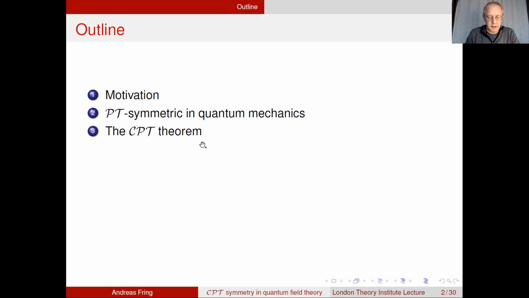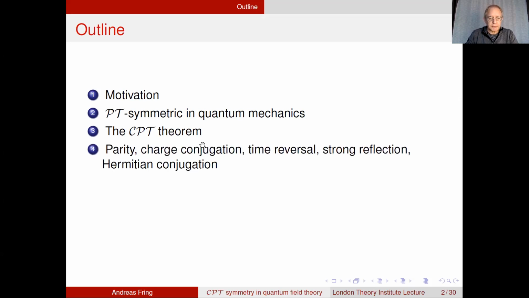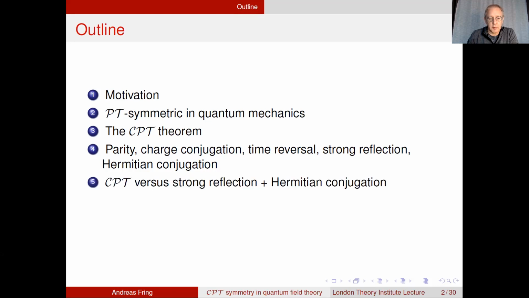Then I will formulate the CPT-theorem, and I will argue within the context of Lagrangian field theory how parity, charge conjugation, time reversal act, and also I will show how this is equivalent to what is referred to as a strong reflection and the Hermitian conjugation simultaneously acting. So this is part 5, but first we have to see in 4 how they act individually.